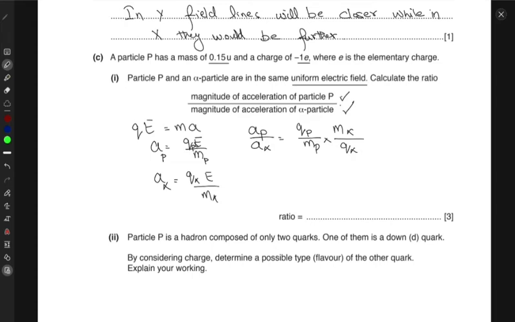Now, for particle P, you have these values. The charge is minus 1e and the mass is 0.15 u. For alpha particle, it's given in the data booklet, or you should know, it's 4 times u, and the charge on alpha particle is plus 2e. So e cancels, u cancels, and this gives you a ratio of 13. So you get minus 13, right? But they want the magnitude. So you just take the absolute value of this. So you get 13 as the ratio.